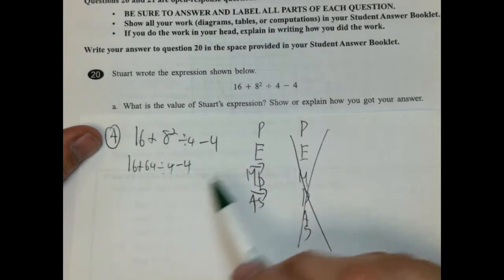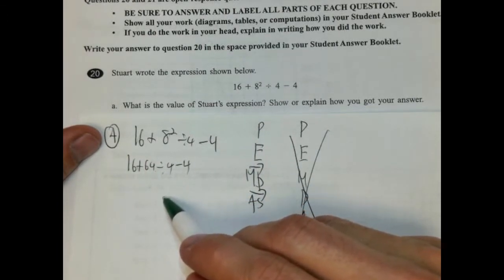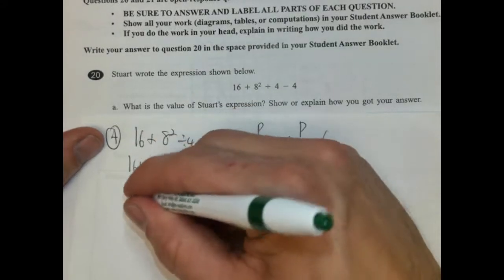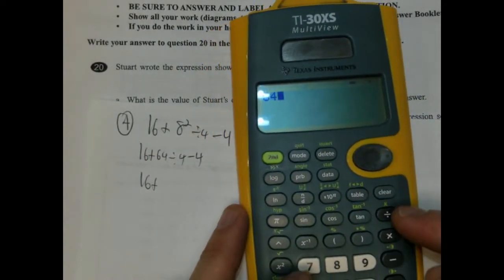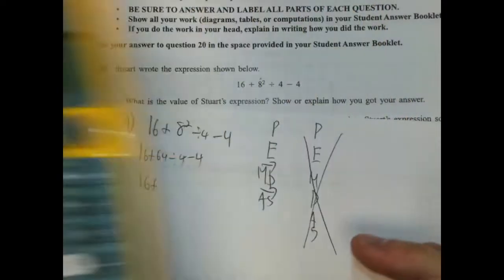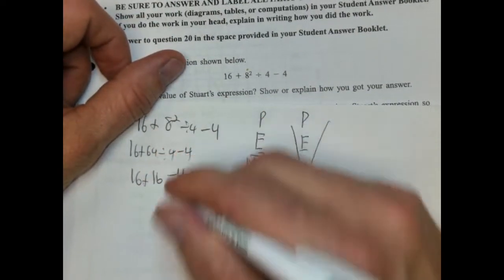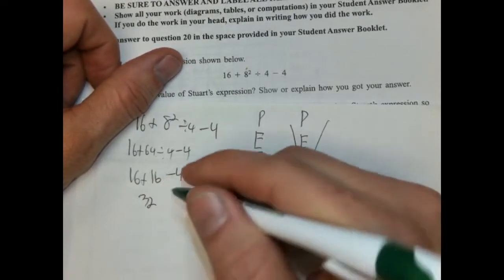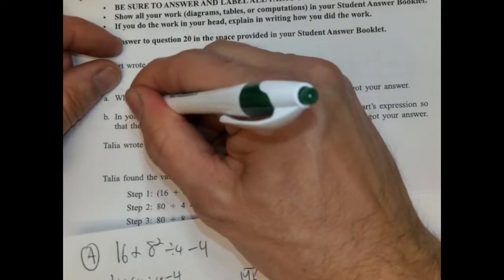And then we don't have any more exponents. We have multiplication, division. We have division right here. So 64 divided by 4 is going to be 16. Let's double check that. Still early in the morning. 16. I wouldn't have a calculator, so I just cheated, I guess. 16 minus 4, and then 16 plus 16 is, and we're going to add and subtract from left to right. 32 minus 4 is 28. So part A should be 28.